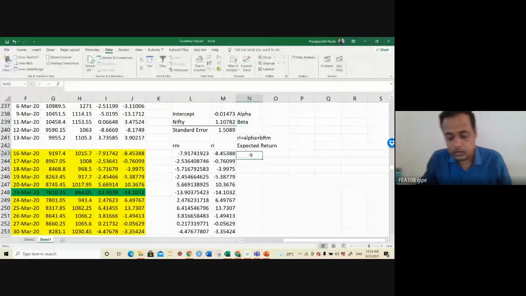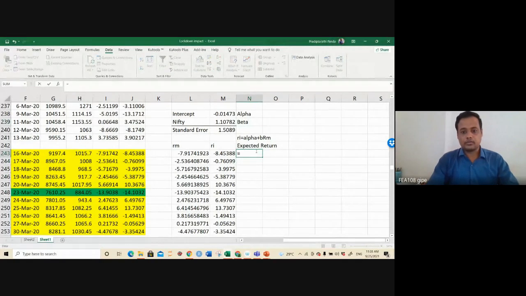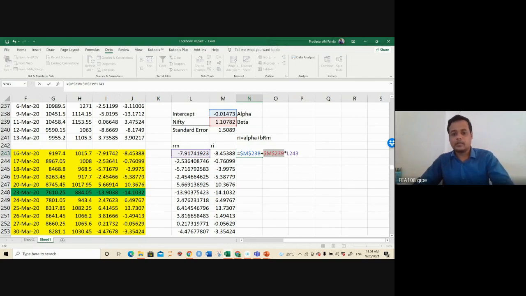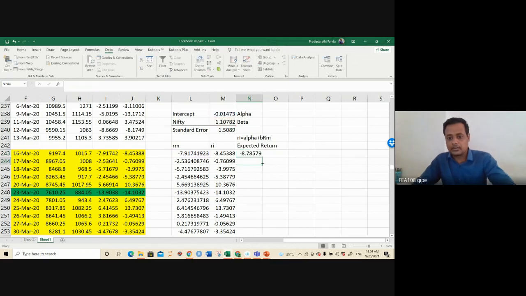Okay. You do equals, you say alpha plus beta multiplied by Rm of the event window, the event window's Rm. Now this alpha and beta value will be the same for all. Just fix it by function F4, because the alpha beta value is the same for all days. Okay, so you are getting expected return.